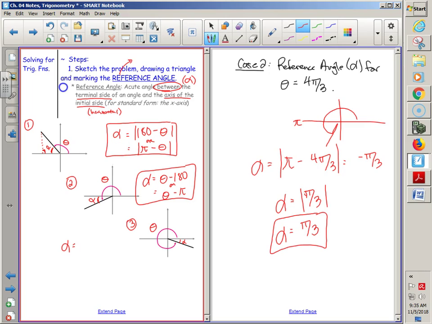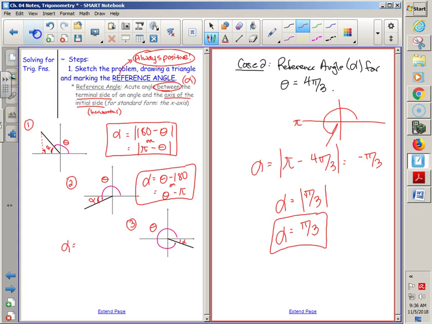Reference angles are always positive. They need to always be positive. They're defined to be a positive angle. So reference angles should never be negative. We're just trying to figure out what that little extra rotation is, regardless of direction, regardless of where it is. Just what that measure is, aka the absolute value, aka the always positive.